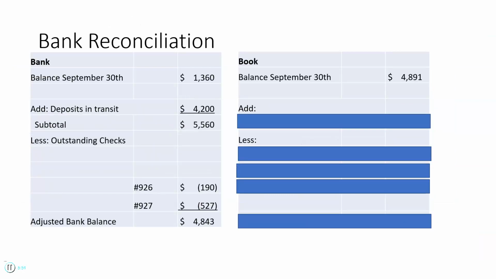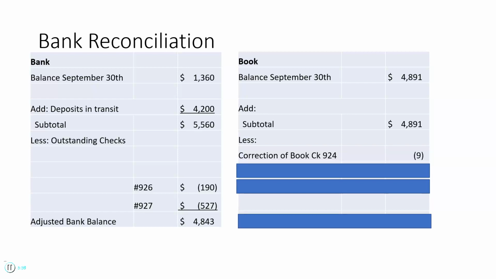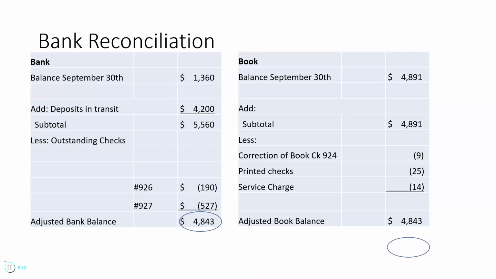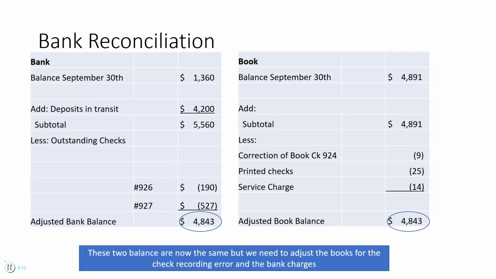So we start with our balance per books. We have nothing to add in because we didn't have any deposits made that we didn't record. We have to make the correction of the check. We have to record the printed checks and the service charge. And so now we are equal, and we have reconciled our bank account. But we still need to do journal entries for any adjustments that you see on the book side.